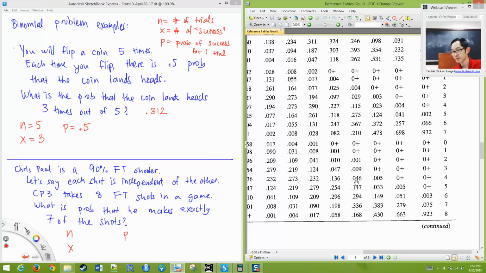Is this okay with you guys? Yeah. All right, so again, the hardest part is identifying, is this problem binomial? Because on the test, I'm not going to say, hey guys, this is a binomial problem, so do it this way. I'm just going to write the question out, and you got to figure out the answer yourself.